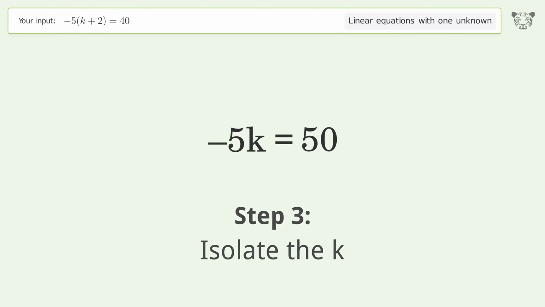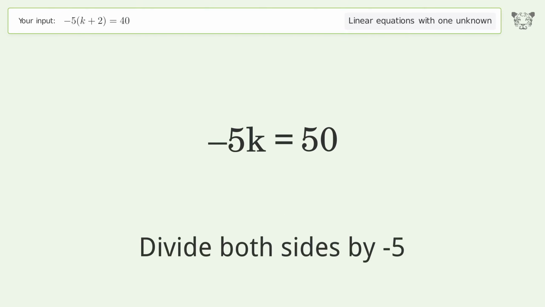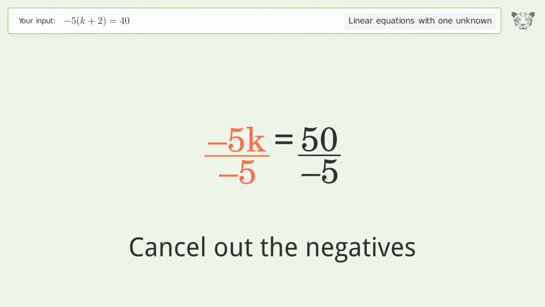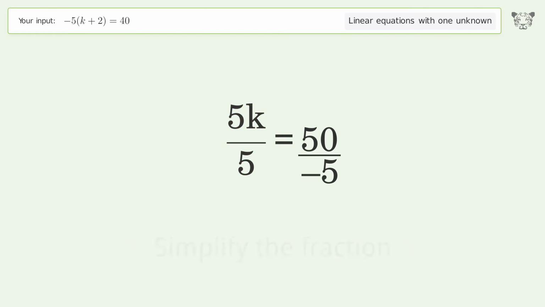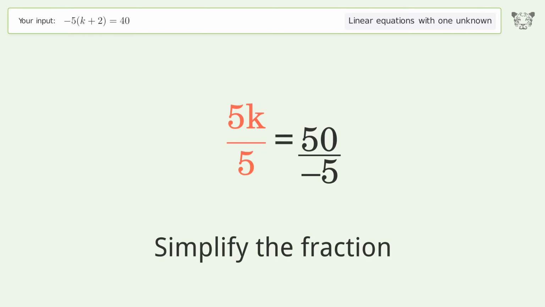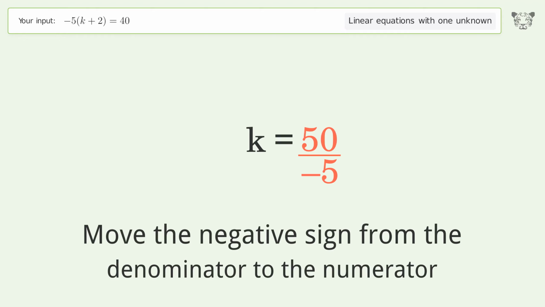Isolate the k. Divide both sides by -5. Cancel out the negatives. Simplify the fraction. Move the negative sign from the denominator to the numerator.